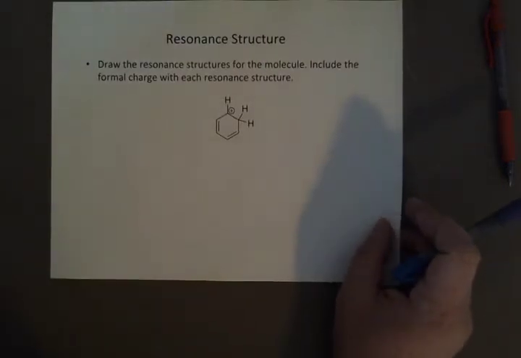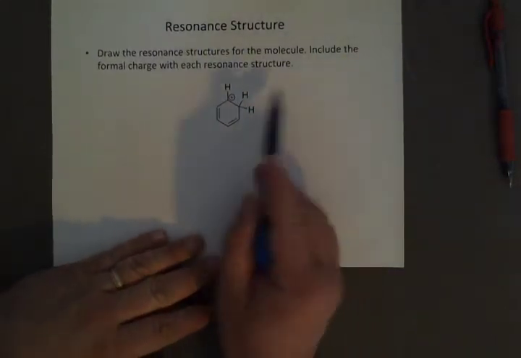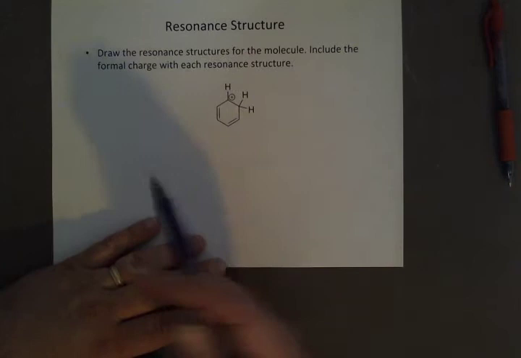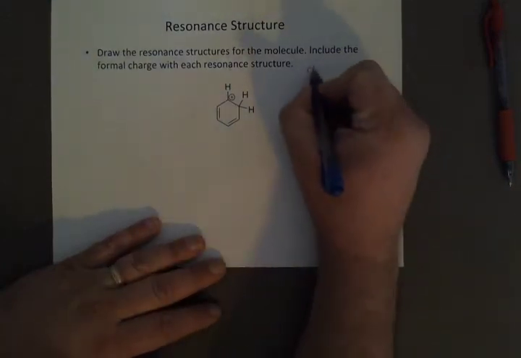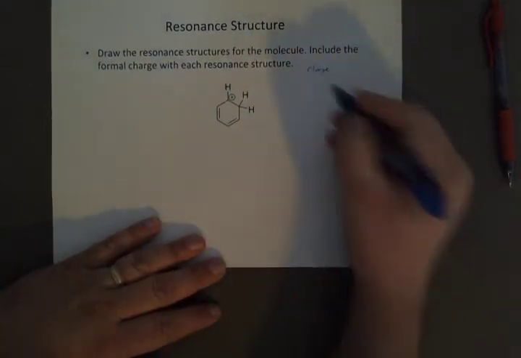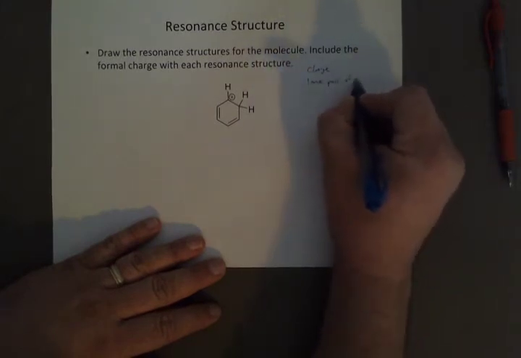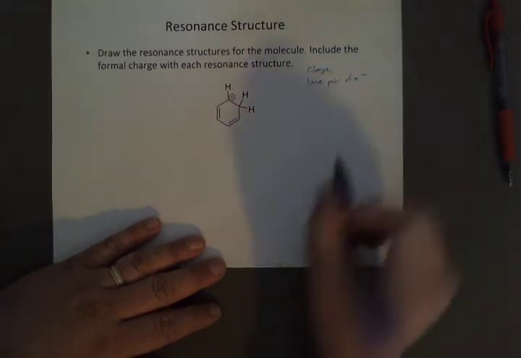So there you go. Okay. Next up, resonance structure. Remember, in order to participate in the resonance structure, you have to satisfy one of the following. You either need a charge, or you need a lone pair of electrons, or you need a double bond.